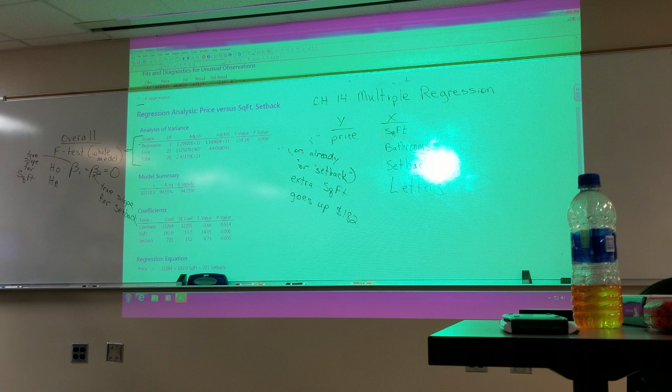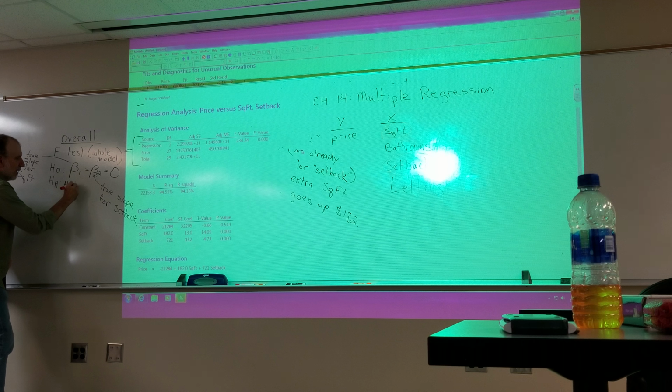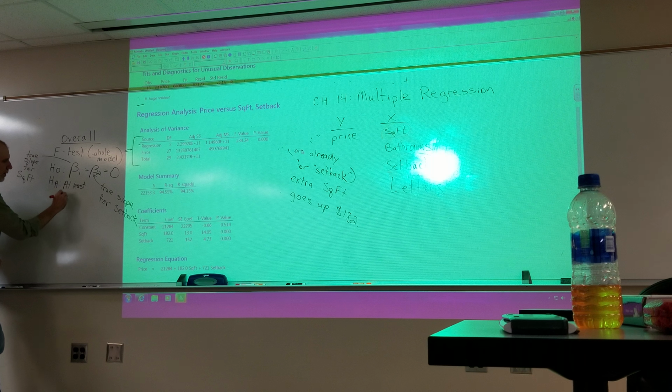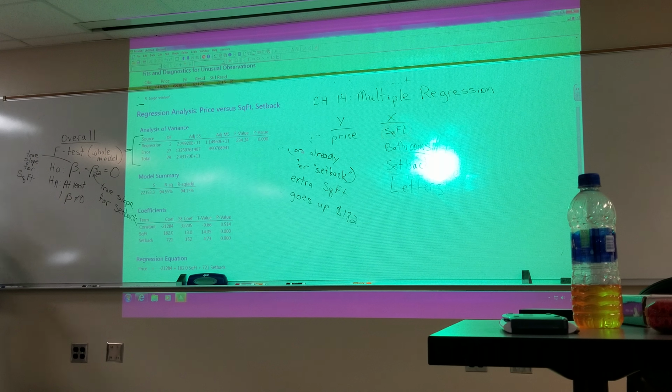That would mean both of them are significant. At least twice, like ANOVA, right? Either they're all 0 or at least 1 beta is not equal to 0. What would that mean? At least one of your predictors is significant.